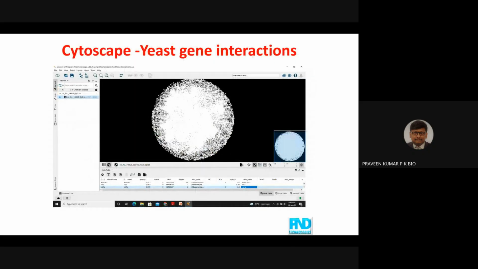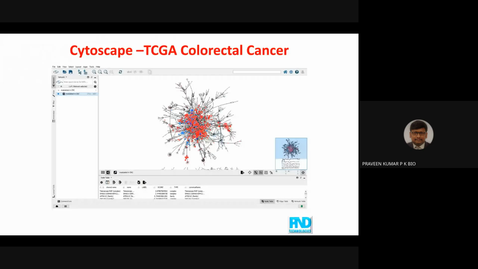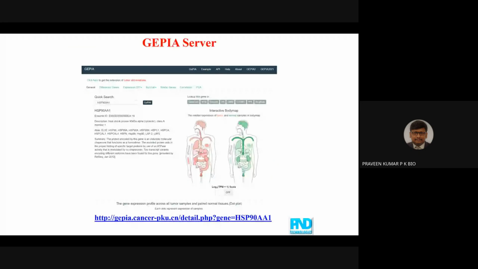Here we can see how we visualize the yeast gene interactions. This is an example of how to visualize colorectal cancer. This is a demo file provided in Cytoscape. If you open it, you can find the visualization like this. In the systems biology approach, the most important thing is that we have to take thousands of genes and screen the top 10 genes, something like that, as the most important targets.